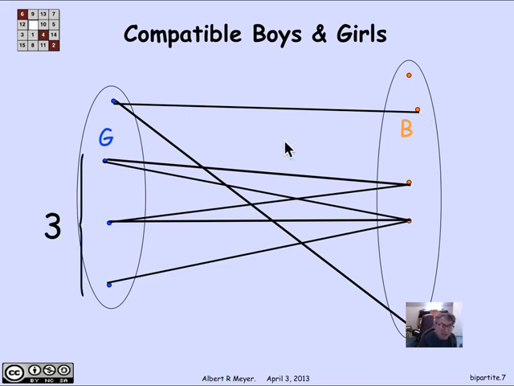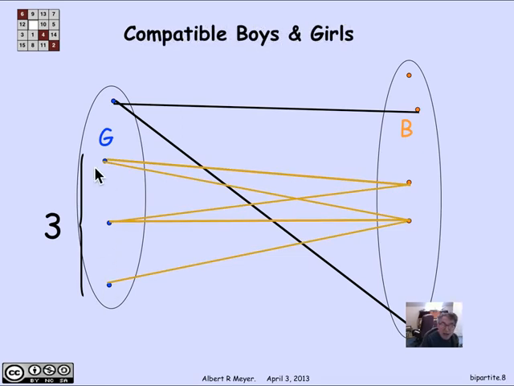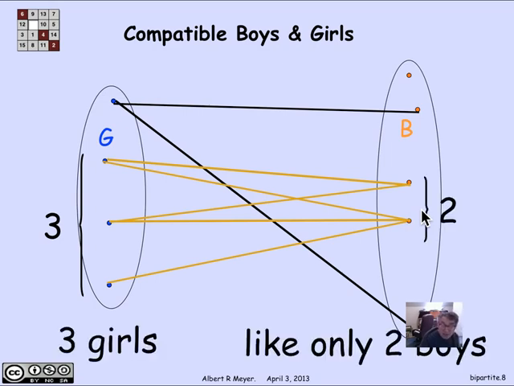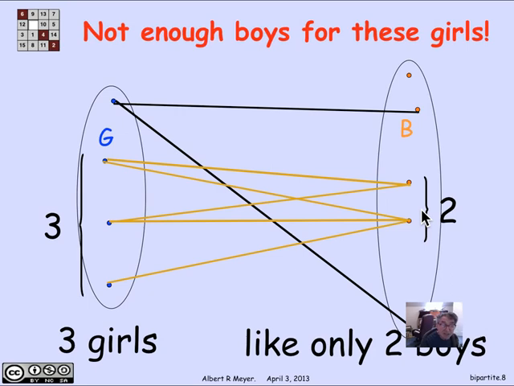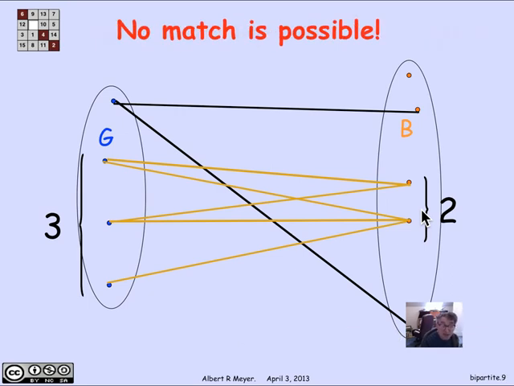And the reason is that if you look at this group of three girls on the left, and you look at all of the boys on the right that they are collectively compatible with, that is, one of these three girls at least is willing to be paired with one of the boys on the right, there are only two boys that have to be shared among three girls. That is an example of what's called a bottleneck. So we have three girls, and collectively they only like two boys. There just are not enough boys to go around for these girls. That proves that a match is not going to be possible.